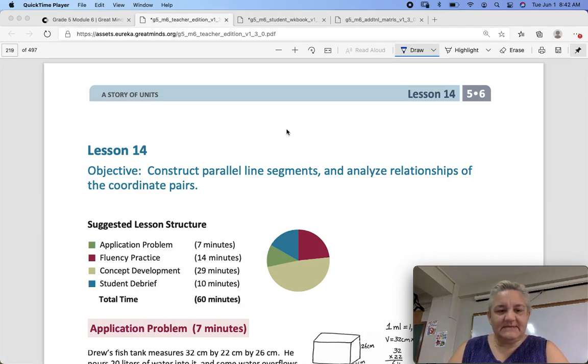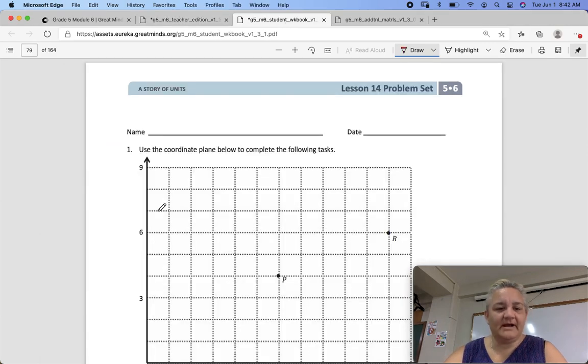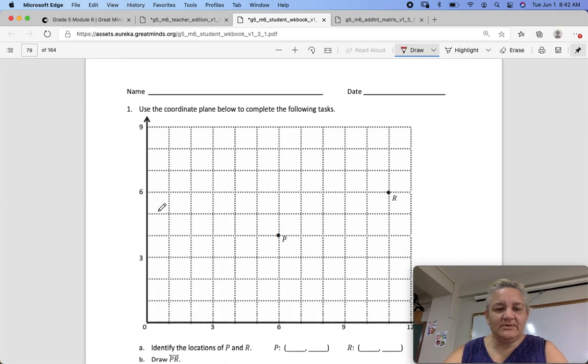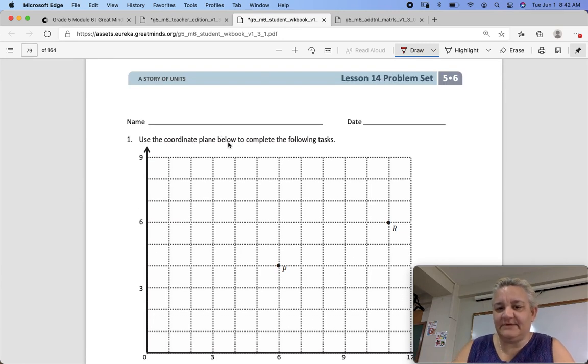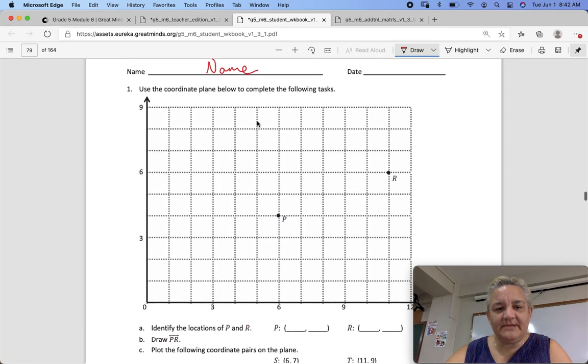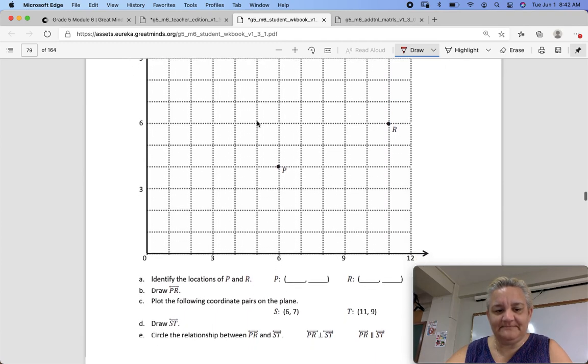This is Module 6, Lesson 14, and our objective today is to construct parallel line segments and analyze relationships of the coordinate pairs. Basically we are just comparing parallel lines. Use the coordinate plane below to complete the following tasks. This is the Lesson 14 problem set. Put your name on your paper. This is in your Learn book.